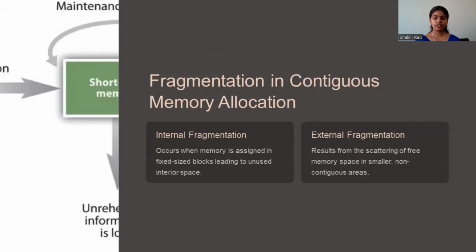Next, we have fragmentation in contiguous memory allocation. Internal fragmentation occurs when memory is assigned in fixed sized blocks, leading to unused interior space. External fragmentation results from the scattering of free memory space in smaller, non-contiguous areas.